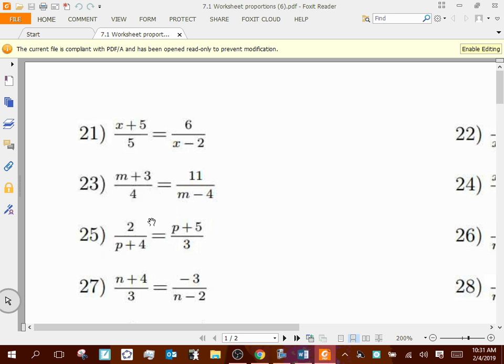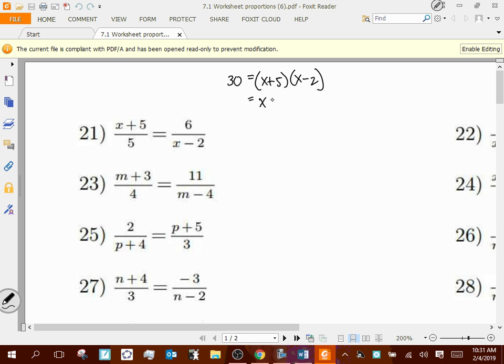Okay, going over the questions from the worksheet from 7.1. These are proportions, so we can cross multiply. So when we cross multiply, it'd be 5 times 6, so that's going to be 30, is equal to, now some of you are probably going to want to write this first, x plus 5 times x minus 2, so that we know that means we have to distribute, or FOIL if you want to call it that.